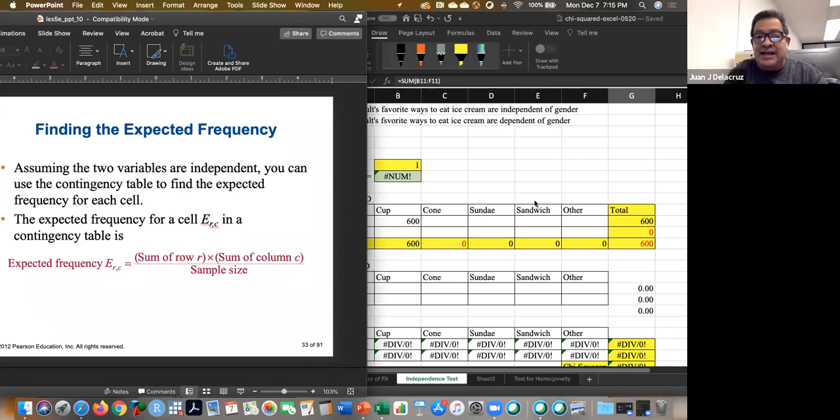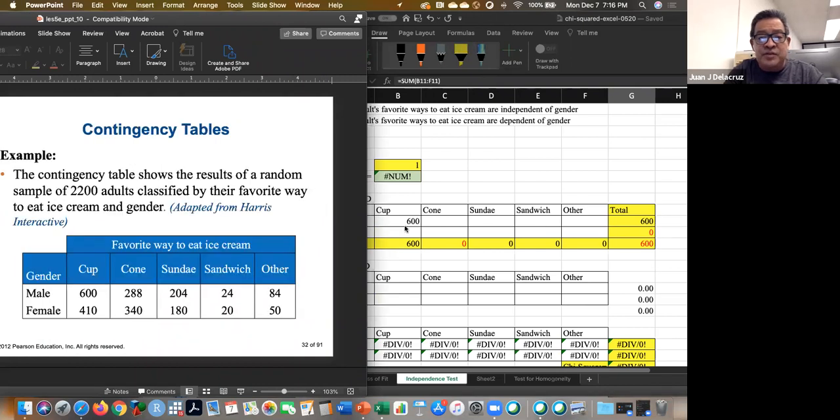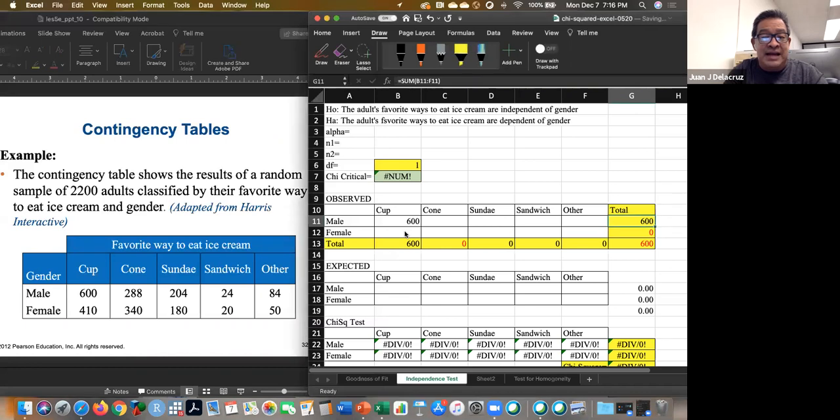So in this case, I'm gonna build my table. First of all, I'm gonna build my table. I have 410 here. So I have 1,010 people who eat ice cream in a cone. So in this case, 600 are males, 410 are females. So when it comes to cones, 288, and here is 340, right?